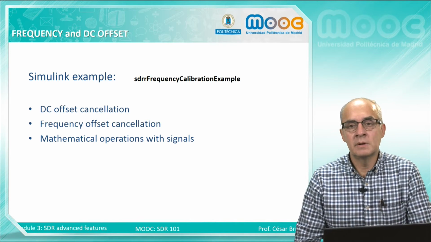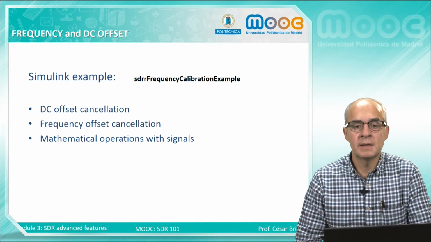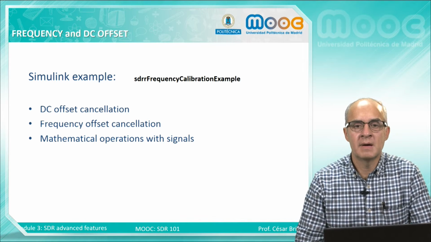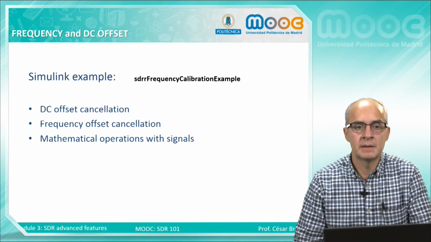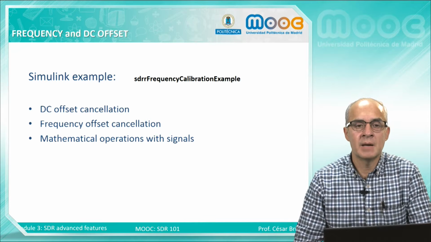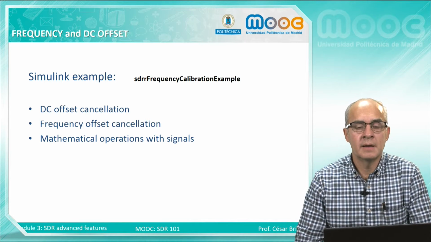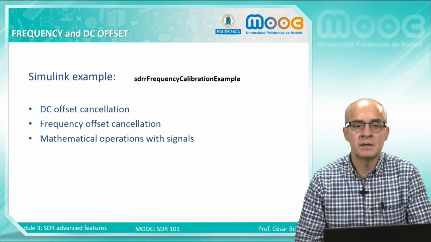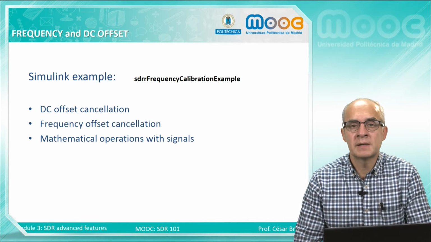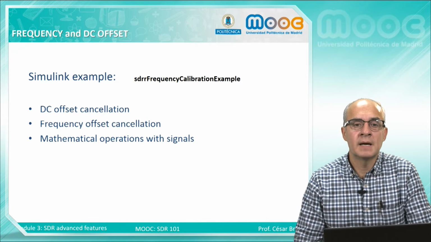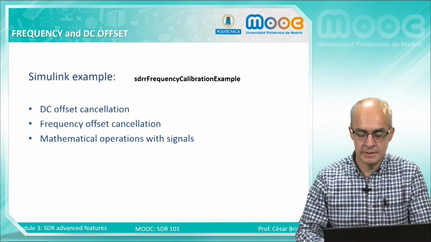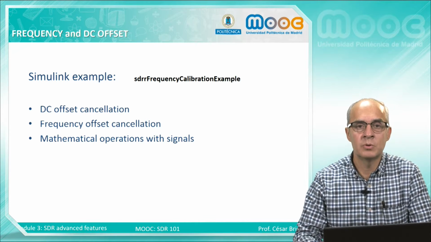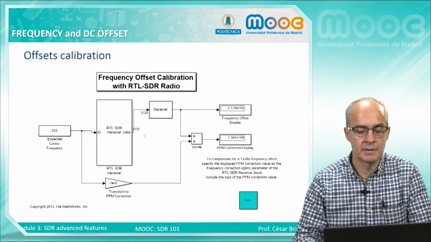We have done this block based on a Simulink example that you can execute because it's included in the MATLAB package. Here, this example is doing a DC offset cancellation, frequency offset cancellation, and also shows us how to do many mathematical operations with signals, and also how to use MATLAB code and other examples of processing.